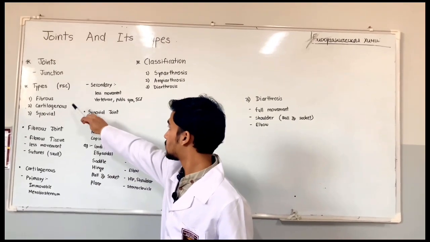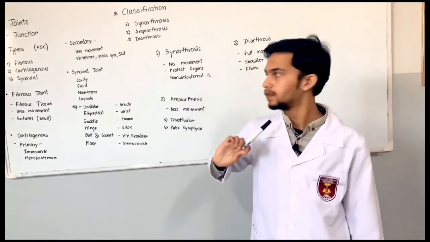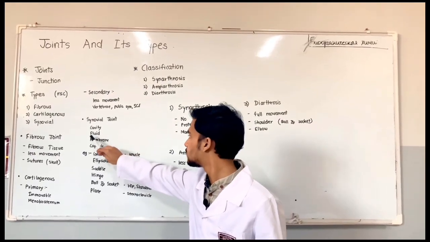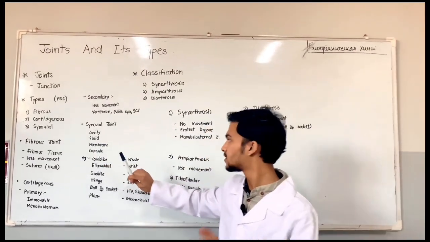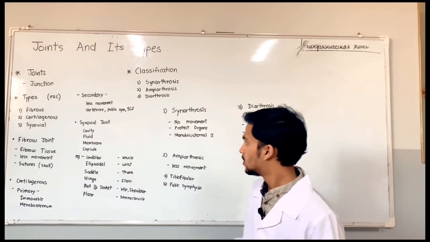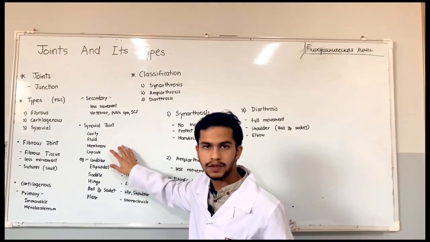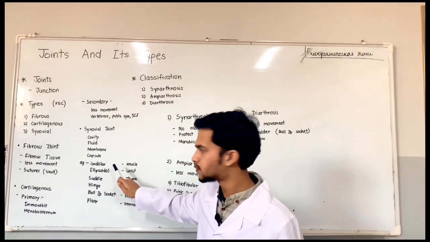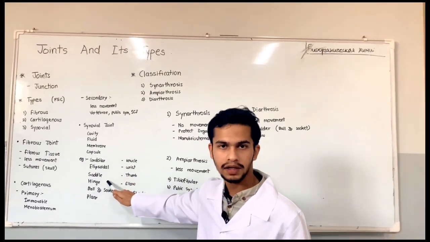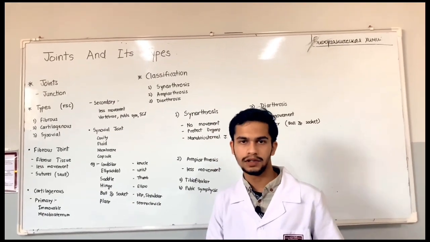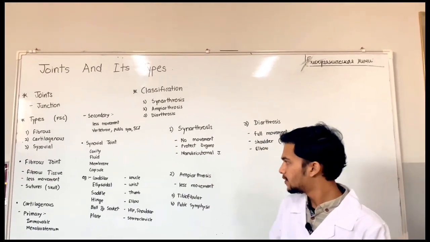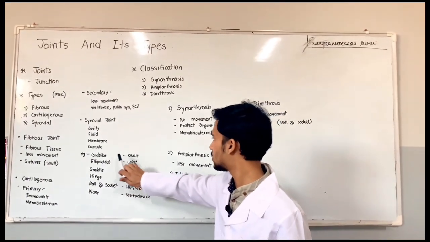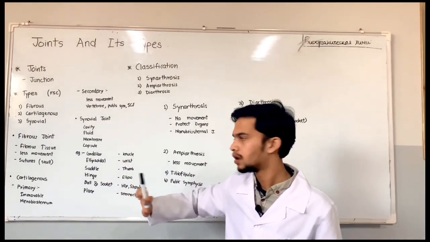Then we will discuss the third type of joints, synovial joint. In synovial joint, synovial cavity, synovial fluid, synovial membrane, and synovial capsule are present. There are some types of synovial joints, which are condylar, ellipsoidal, saddle, hinge, ball and socket, and plane joints. Some examples of these joints: the truncal joint is an example of condylar joint.